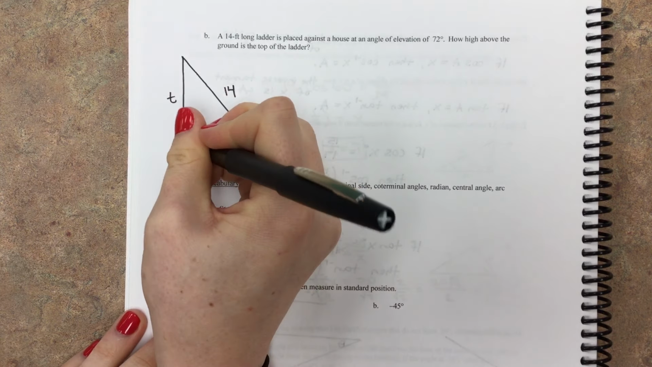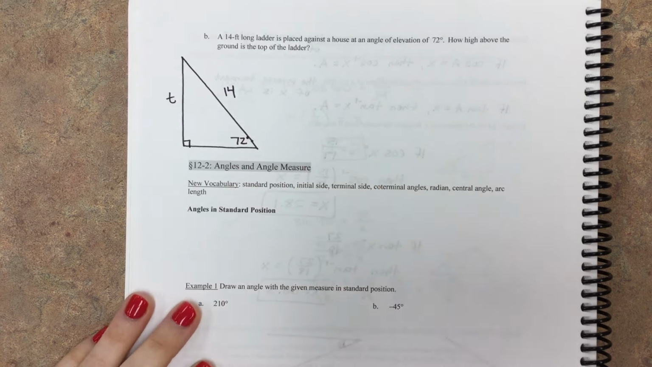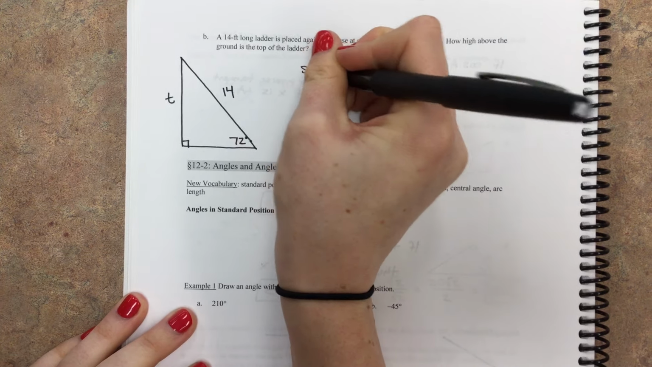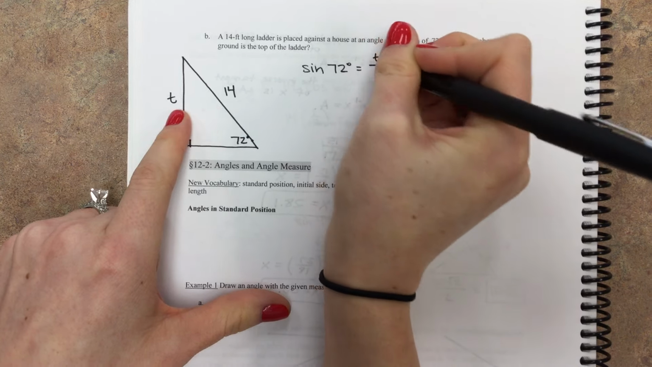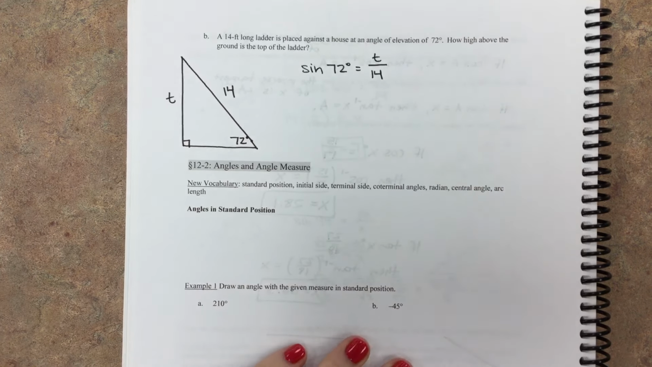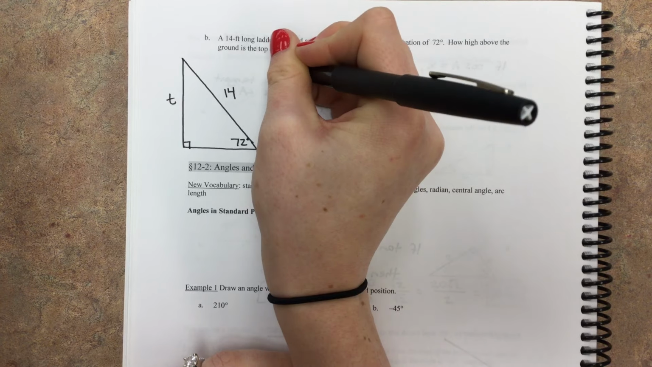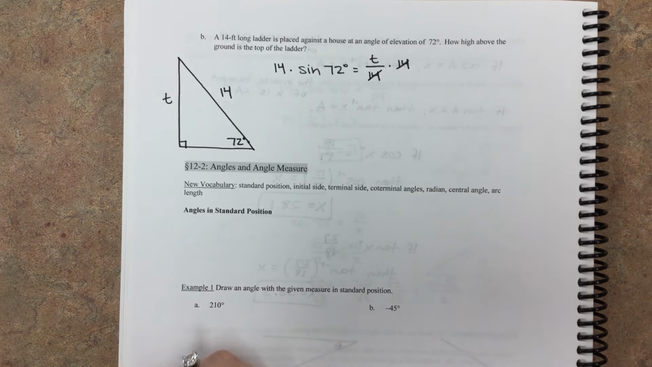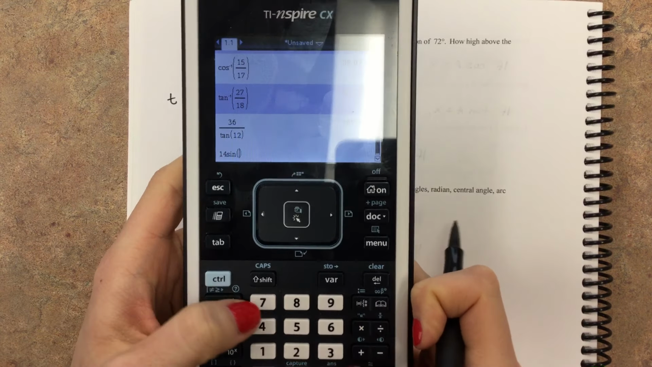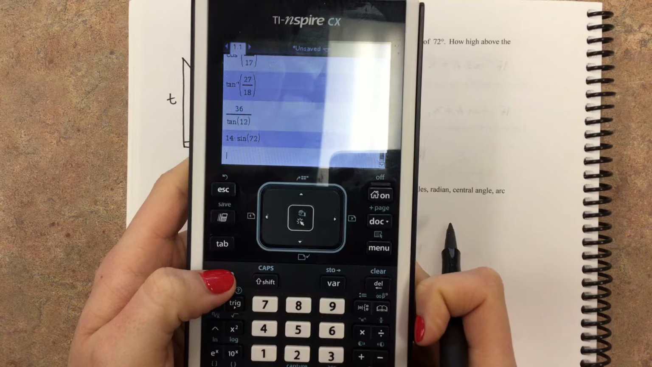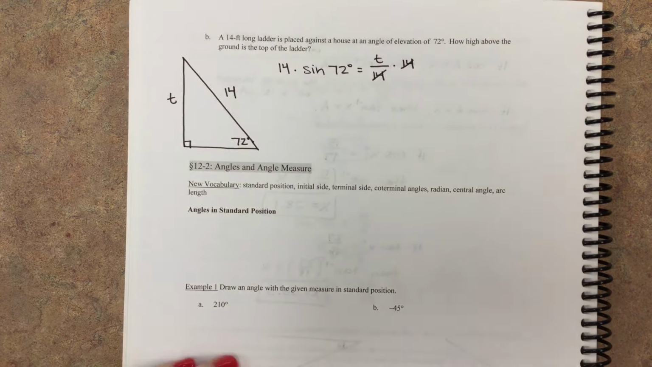So we've got, in reference to the right angle, the opposite and the hypotenuse. So that is going to be sine. So we have the sine of 72 degrees. According to this, T is the opposite and 14 is the hypotenuse. So all we have to do with this one to get the T by itself is just multiply both sides by 14. So we can just plug that left-hand side right into the calculator like that. So we would have 14 times the sine of 72 degrees, and we get 13.3. There it is. 13.3 feet.